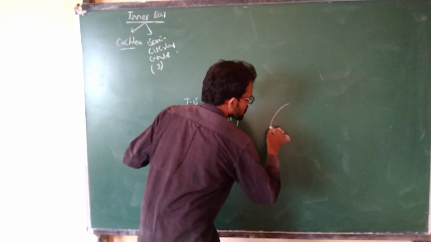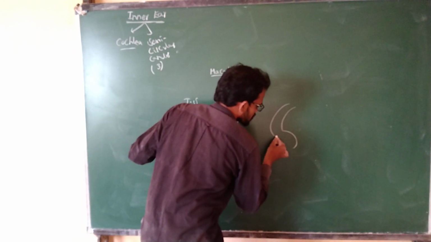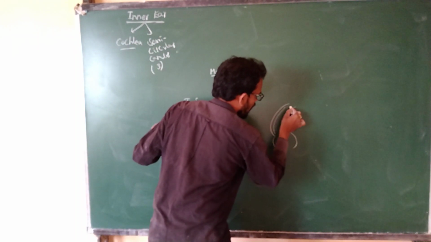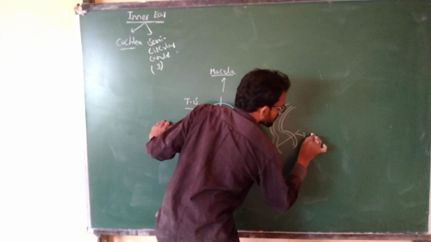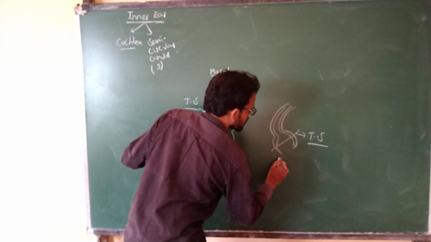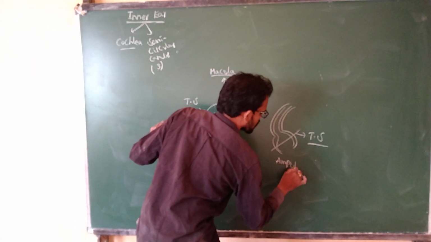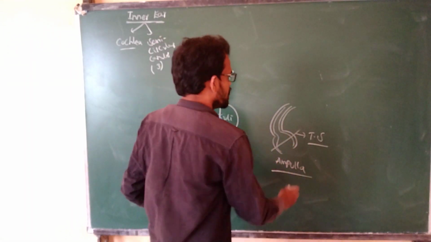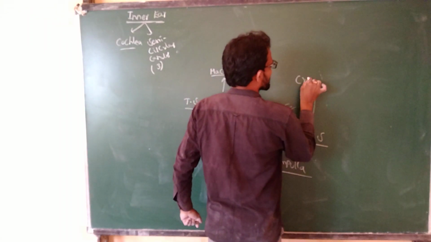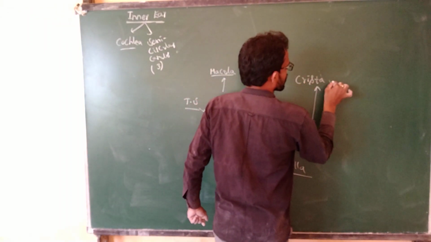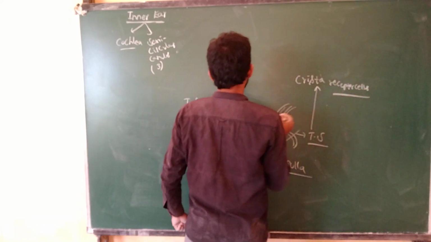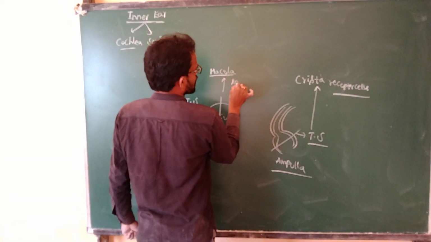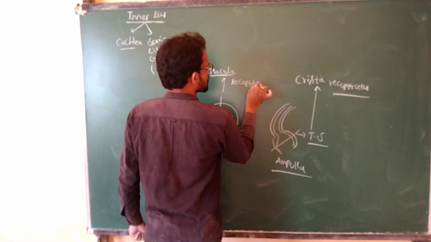The transverse section of the ampullary part, the transverse section of the semicircular ampulla, consists of crista receptors. These are crista receptor cells, while the others are macula receptor cells.